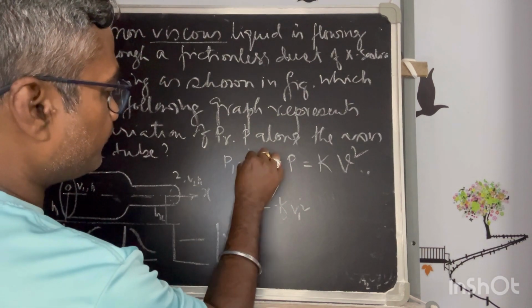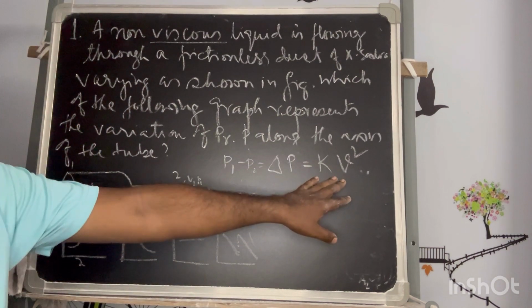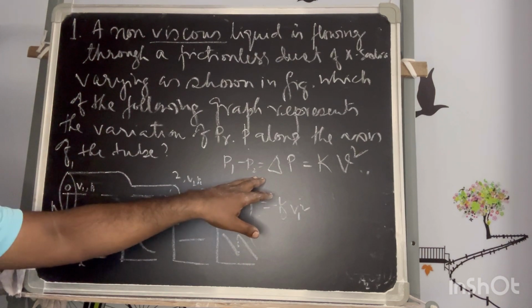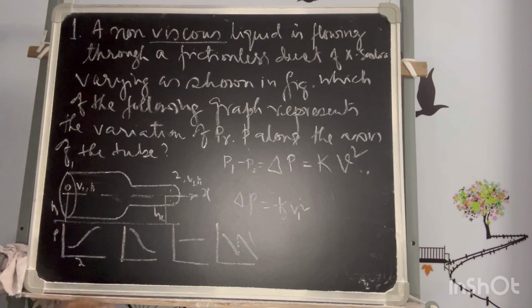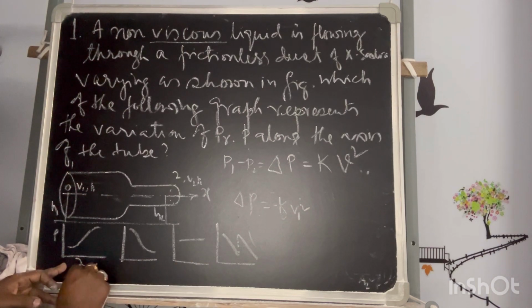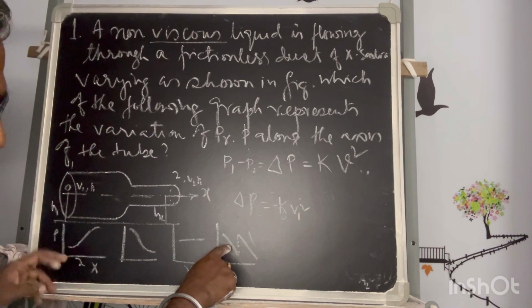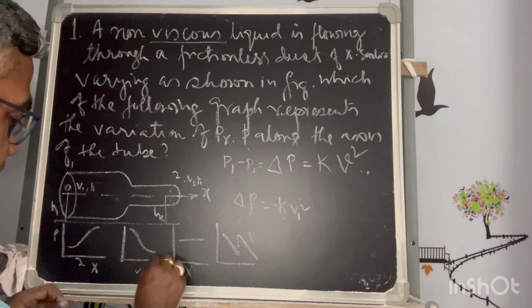P1 minus P2 is equal to delta P. This is a positive quantity, so that means P1 is more than P2 and the pressure is reducing. Of these options, this one is increasing, so that cannot be, and this one is flat, so that cannot be. This is also reducing, so out of these, this and this are possible.